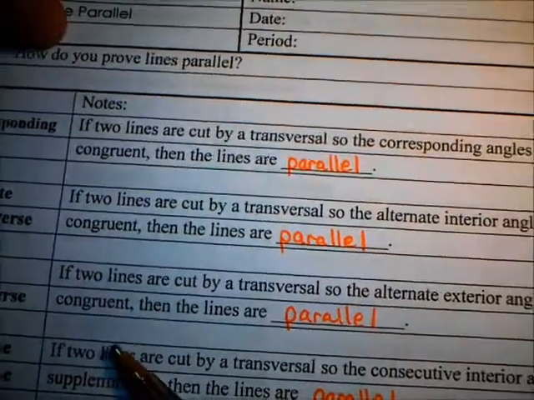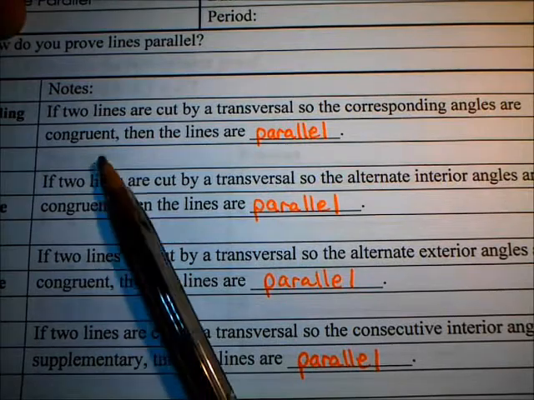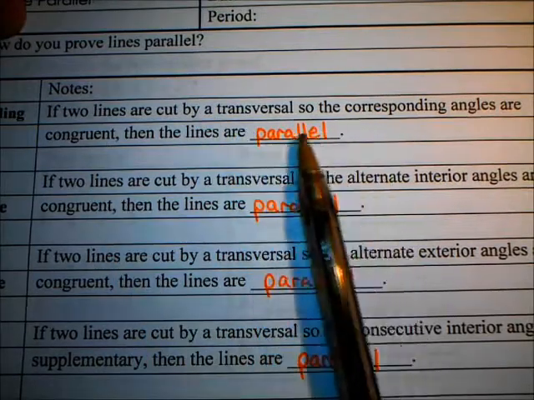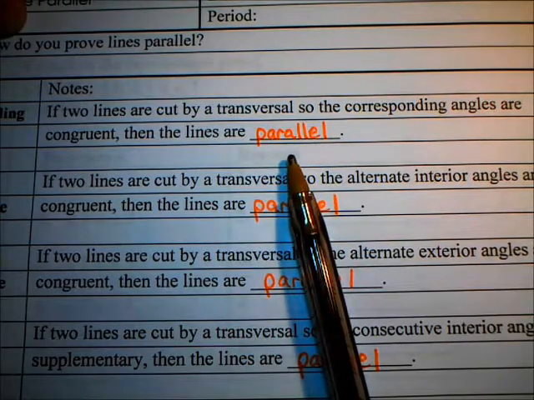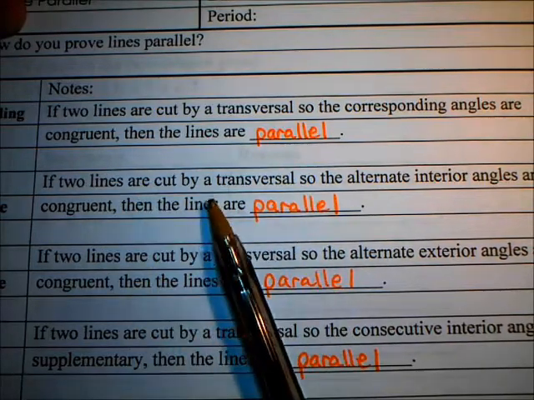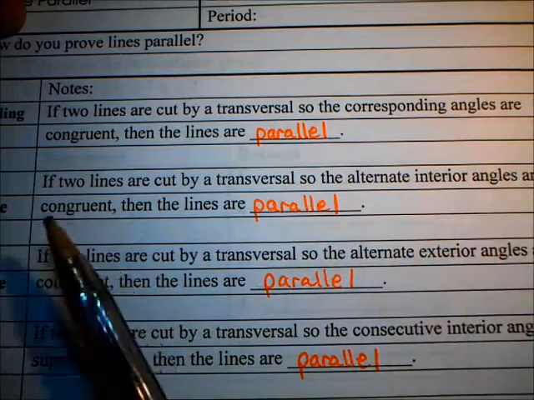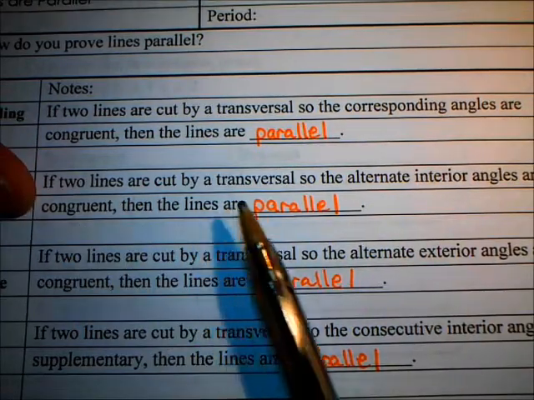So as you read them, it says two lines are cut by a transversal so that the corresponding angles are congruent, then the lines will be parallel. Or if you have lines cut by a transversal where the alternate interior angles are congruent, that will cause the lines to be parallel.